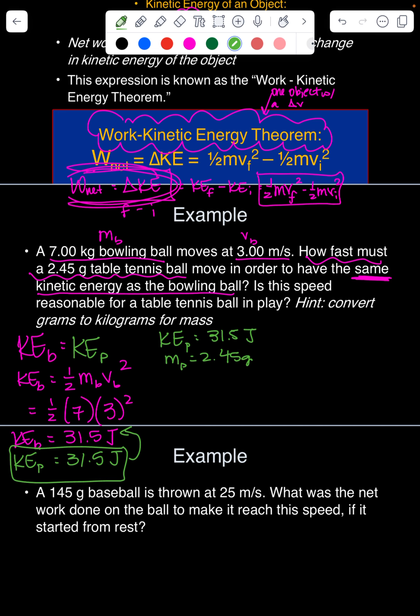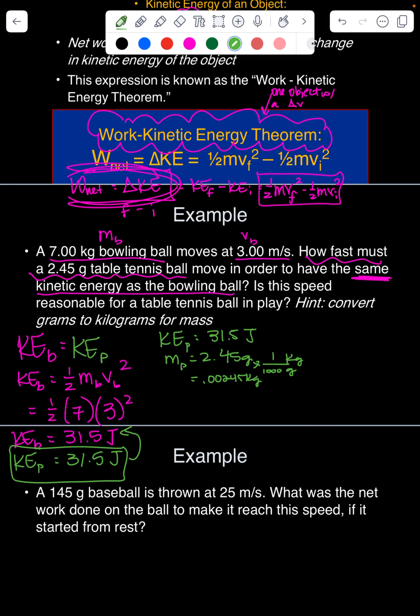Now, hopefully a big red flag is going up in your head right now. Ding, ding, ding, ding, ding. That mass cannot be found in grams. It is found in kilograms. So we have to convert grams into kilograms. We know that for every 1 kilogram, there are 1,000 grams. So we divide 2.45 by 1,000, and that gives us 0.00245 kilograms for our mass.